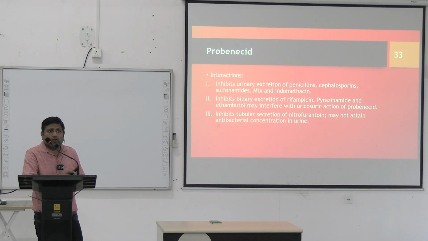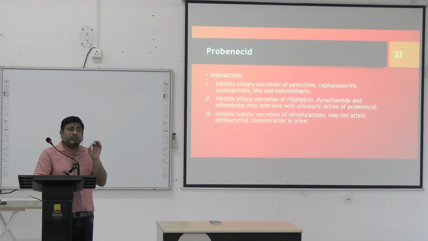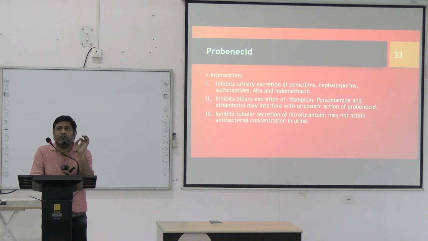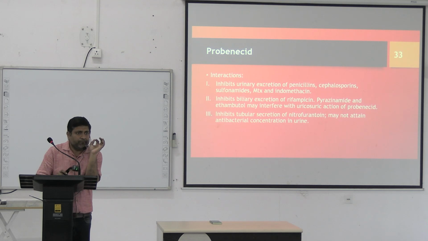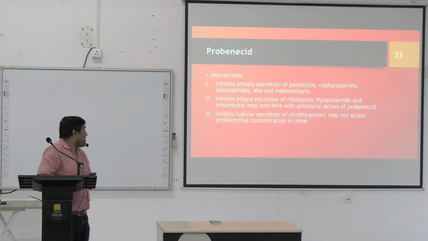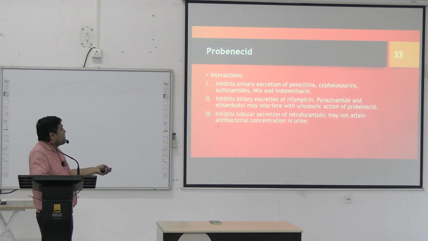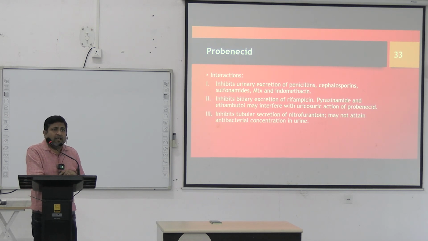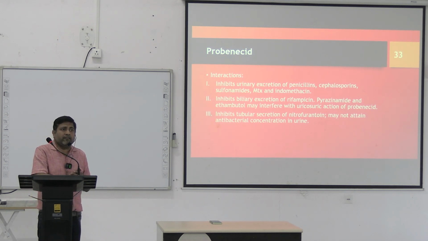Nitrofurantoin is an antimicrobial drug used in urinary tract infection. So, to be active in a patient of urinary tract infection, the urinary concentration of the drug should be high. But what happens when nitrofurantoin is co-administered with probenecid? Probenecid inhibits the tubular secretion of nitrofurantoin. So what happens? The drug concentration in the urine is decreased and so the efficacy in urinary tract infection.